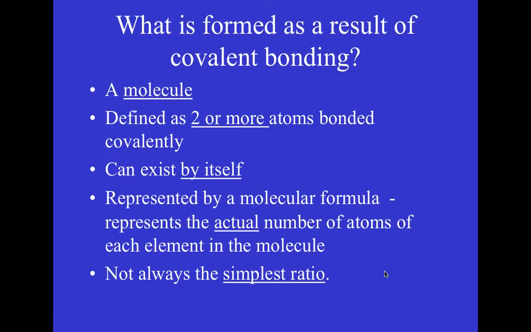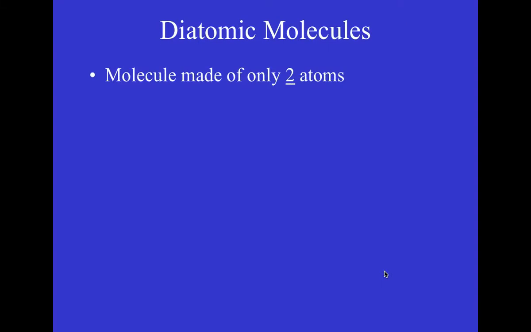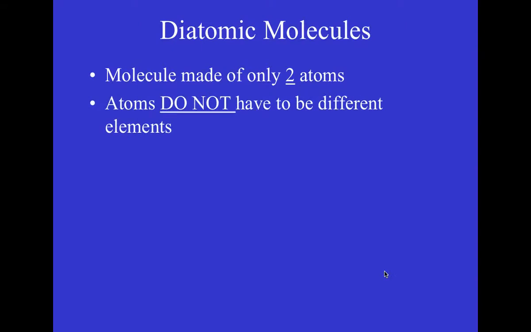Now, there are a couple of specific types of molecules I want to talk with you about. There are the diatomic molecules. This is a molecule made up of only two atoms, and the atoms do not have to be different from each other. Examples of diatomics are H2, that is diatomic, O2, that is also diatomic, HCl, two atoms that are different, and CO, which is also different, and that is also diatomic.